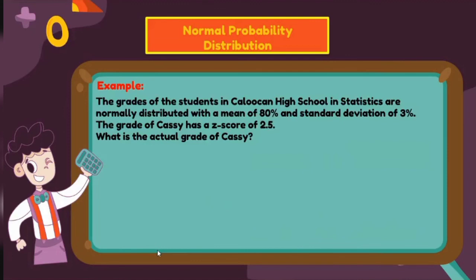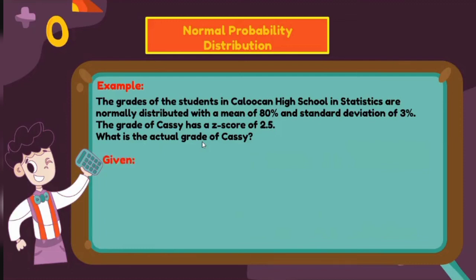Next example, grades of the students in Caloocan High School in statistics are normally distributed with a mean of 80% and a standard deviation of 3%. The grade of Cassie has a C score of 2.5. What is the actual score of Cassie? So this time around, ang unknown naman natin is the value of X, and then you have the value for the C score. Ang i-determine natin is yung actual grade of the given student.